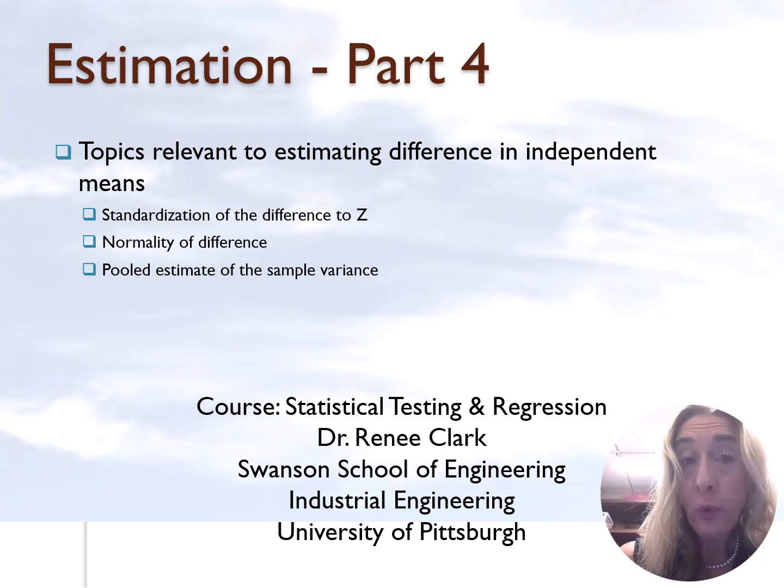Welcome to part 4 of our video series on estimation. In this video, we are going to review topics that are relevant to estimating the difference in two independent means. These topics include standardization of the difference in the sample means to a z random variable, ensuring normality of this difference, and calculating the pooled estimate of the sample variance for use with the t-distribution.